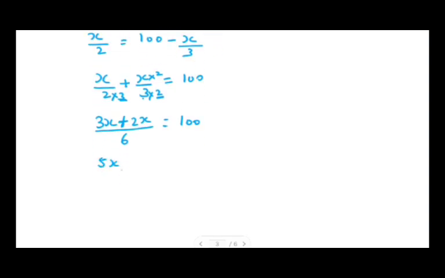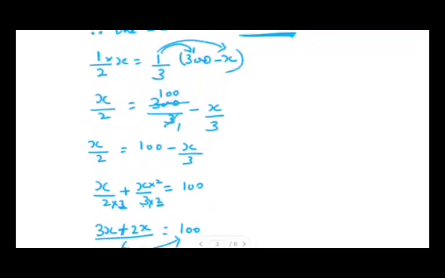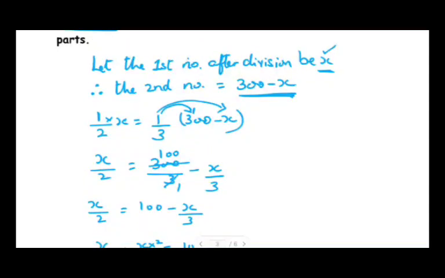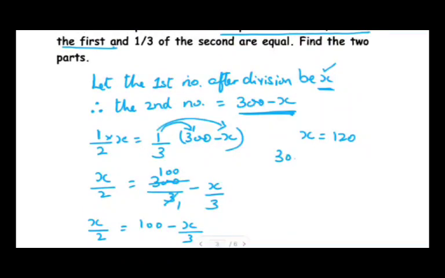So 5x is equal to 6 into 100, which becomes 600. X is equal to 600 upon 5. 5 ones are 5, 5 12s are 60 and 0. So my first number, which was x, is equal to 120. What is the other one? 300 minus x, which is 300 minus 120. So my second number is 180.